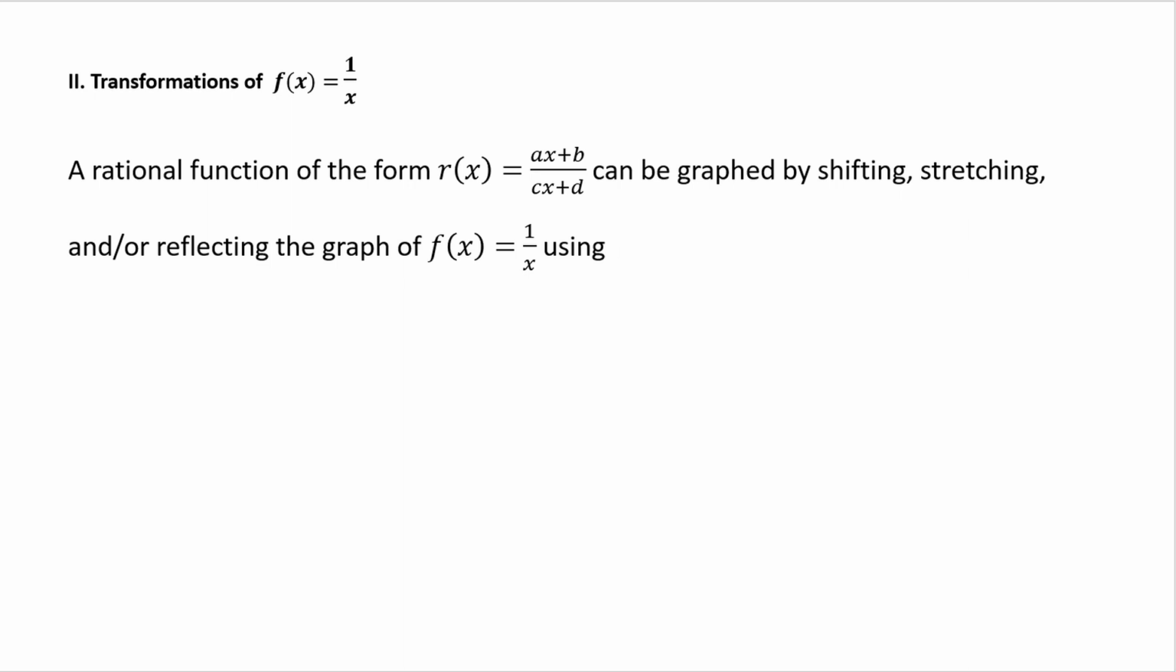Roman numeral 2, transformations of f of x equals 1 over x. That is, we are looking at transformations of the basic reciprocal function. A rational function of the form r of x equals ax plus b divided by cx plus d can be graphed by shifting, stretching, and or reflecting the graph of f of x equals 1 over x using linear fractional transformations.